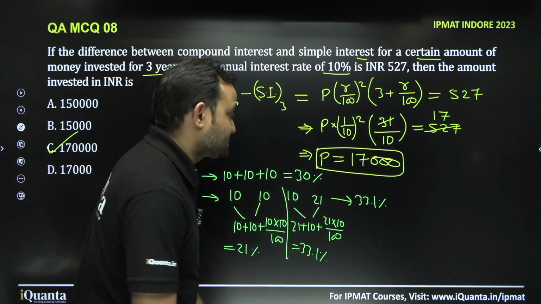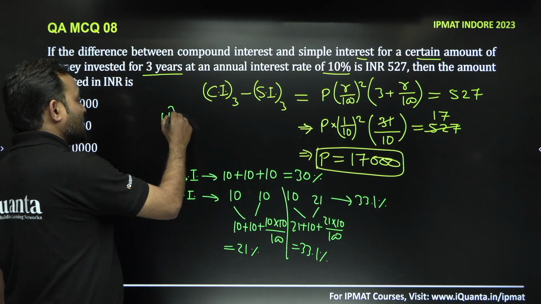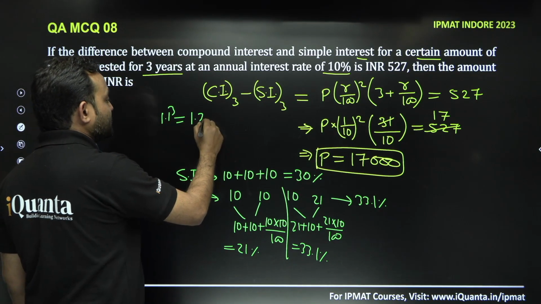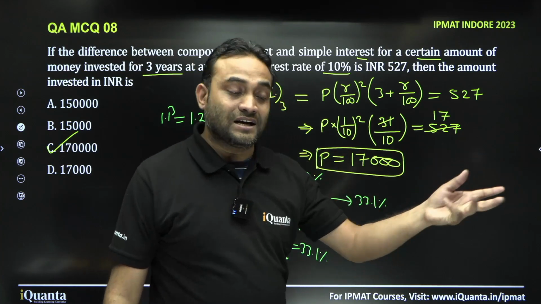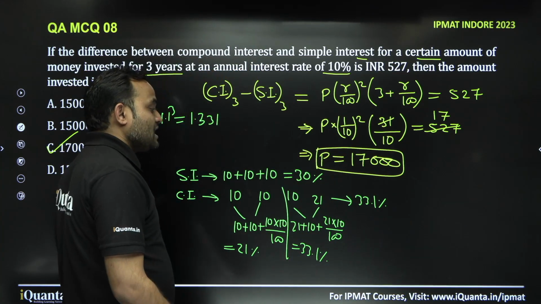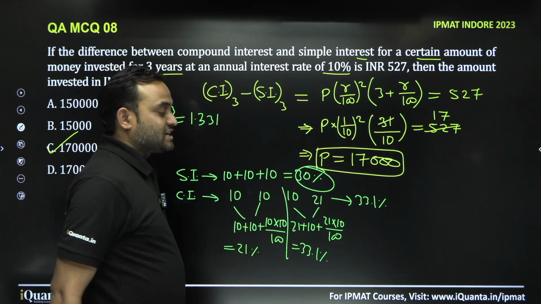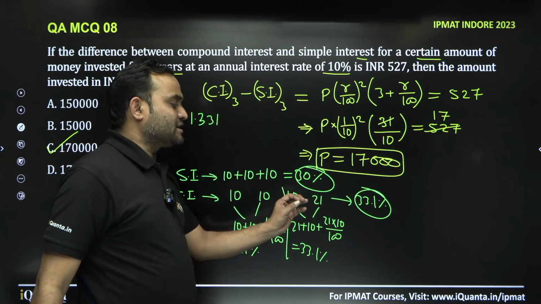इसे ऐसे भी याद रख सकते हो कि 1.1 का होल क्यूब 1331, तो 33.1% आ गया 3 साल का इंटरेस्ट रेट, इफेक्टिव इंटरेस्ट रेट. अब देखो, सिंपल इंटरेस्ट में 30%, कंपाउंड इंटरेस्ट में 33.1%.